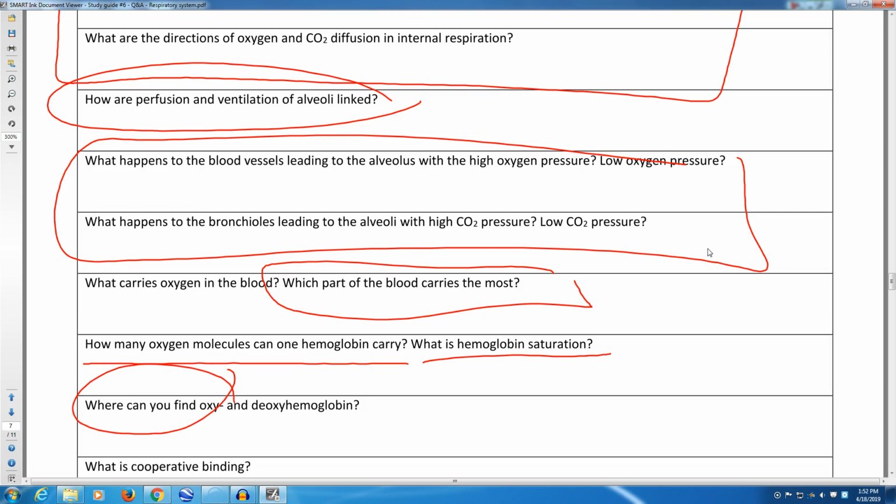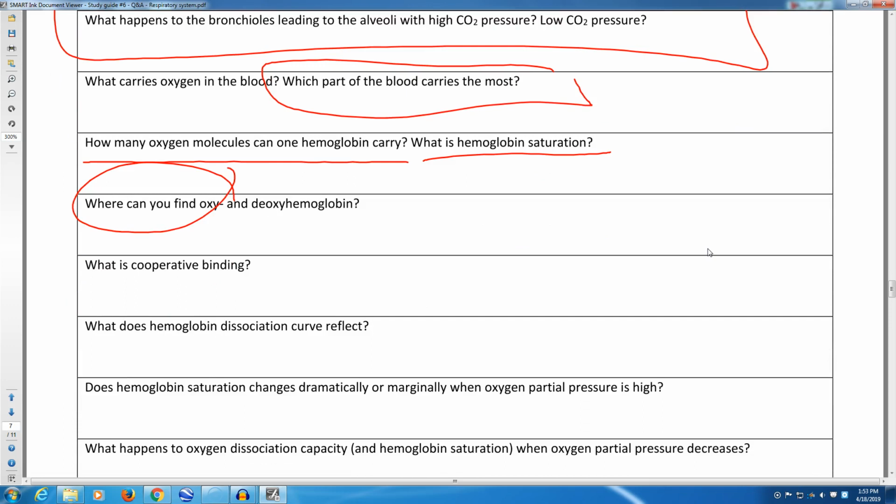Oxyhemoglobin, where are you going to find it? Okay, where is hemoglobin? In which cells? Red blood cells. Red blood cells are where? In the blood. So where are you going to find hemoglobin first and foremost? In the blood. Oxyhemoglobin in which blood? From lungs to tissues. Deoxyhemoglobin from tissues to lungs. There you go. Okay. Cooperative binding, you just answered: each next oxygen binds easier.